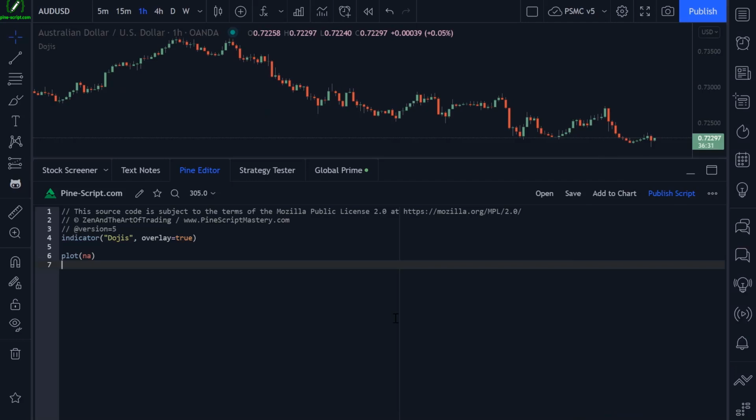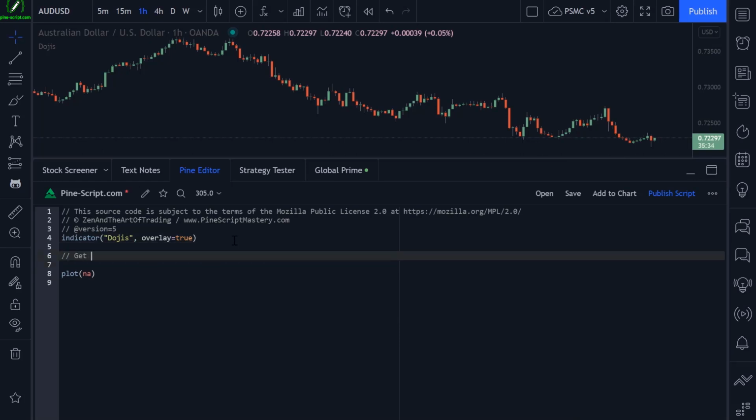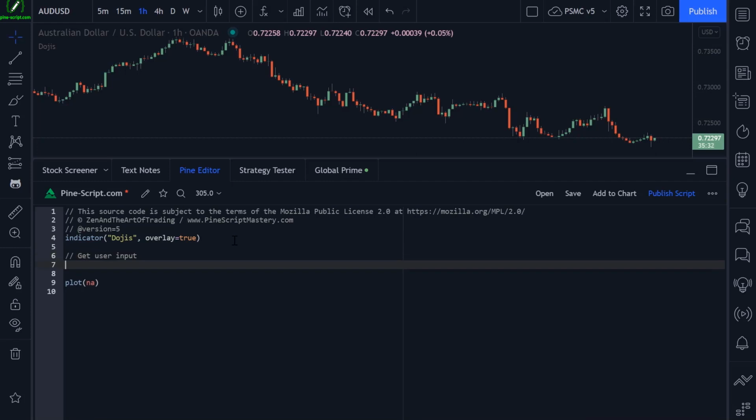In this lesson, I'm going to show you how I like to detect Doji candles in my scripts when working with the Doji candlestick pattern. So let me start by getting some user input. The input we need here is the max wick size of our dojis and the max body size. So here I'll say max wick size equals input.float. We'll give it a title of max wick size and a default value of 2.0.